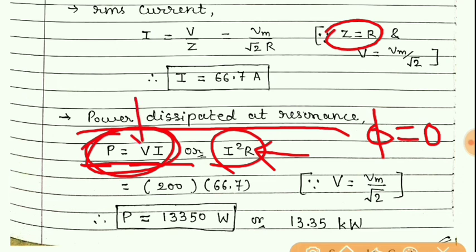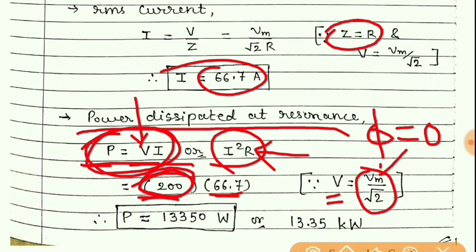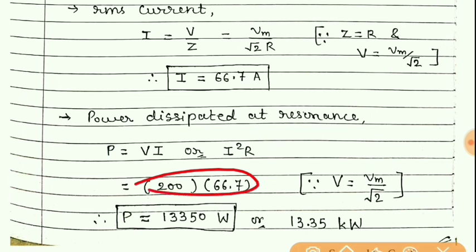Now V is 200, RMS value of V is 200, and I is 66.7. Now this V is not given to us, RMS value of V is not given, but we know that V is equal to Vm upon root 2, and Vm is given to us. So we can get this value of V. Now calculating this, we will get power approximately equal to 13350 watt.